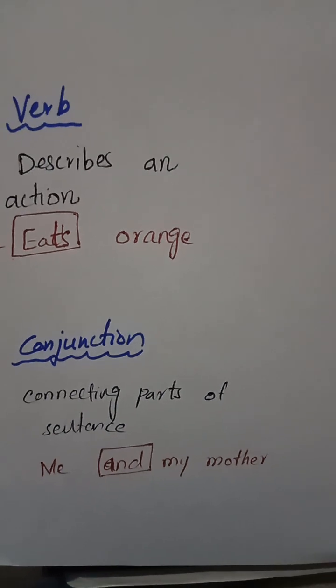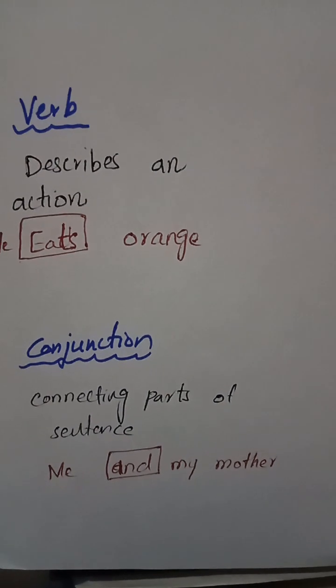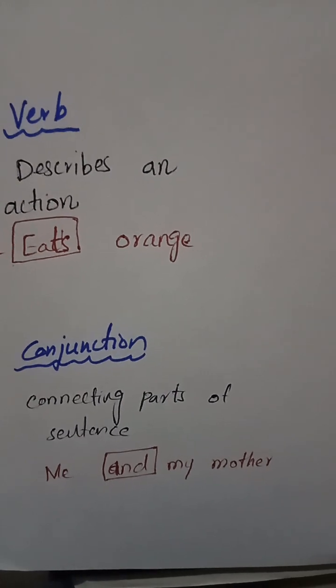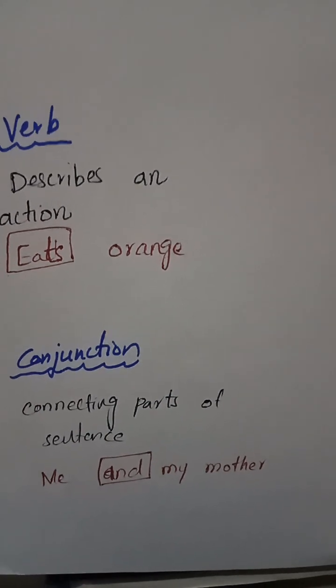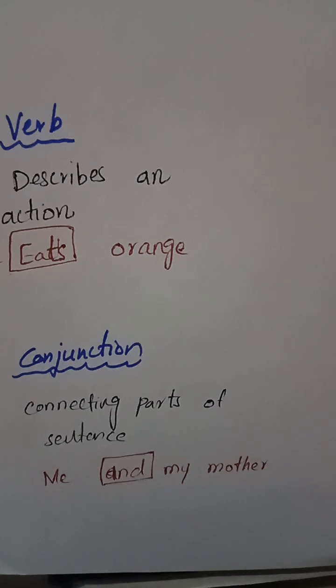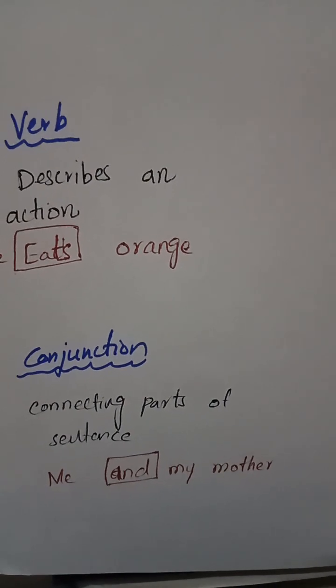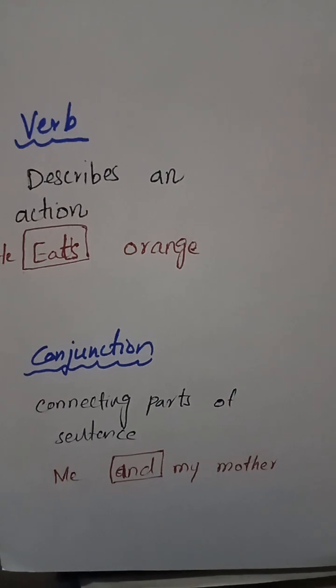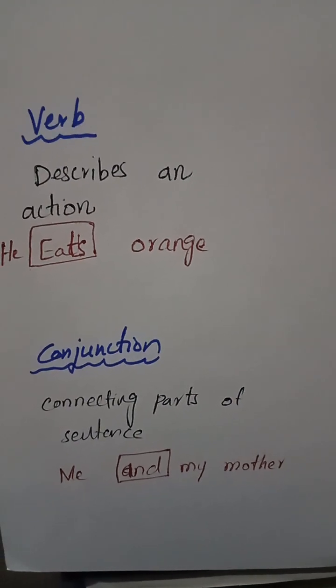Conjunction. Conjunction is a word that connects different parts of a sentence. Like, for example, me and my mother. So here and basically connects me with my mother, and it's a conjunction word.